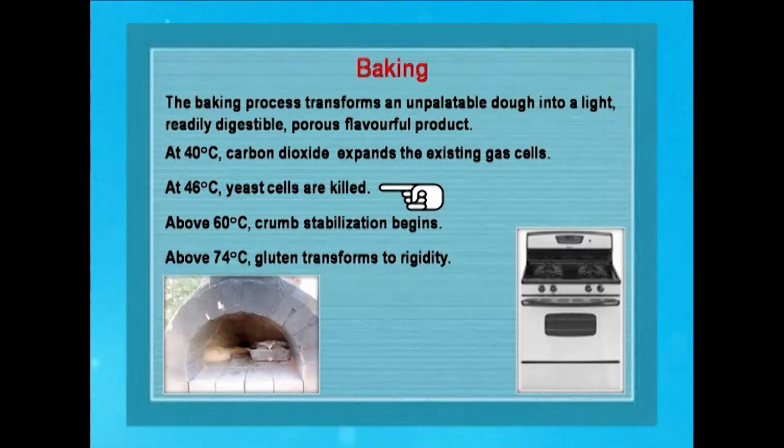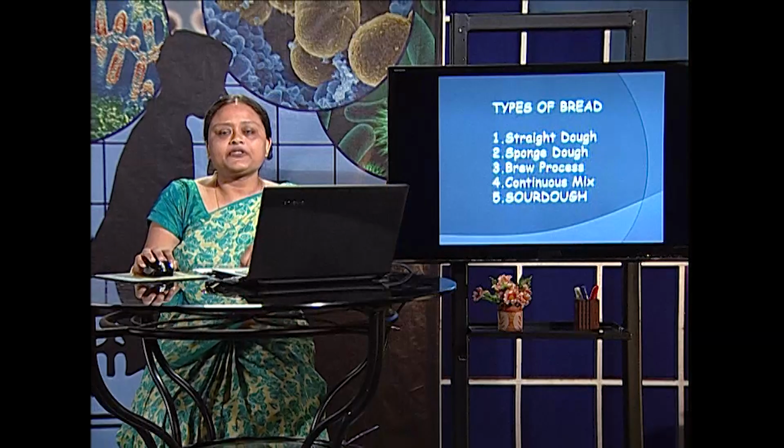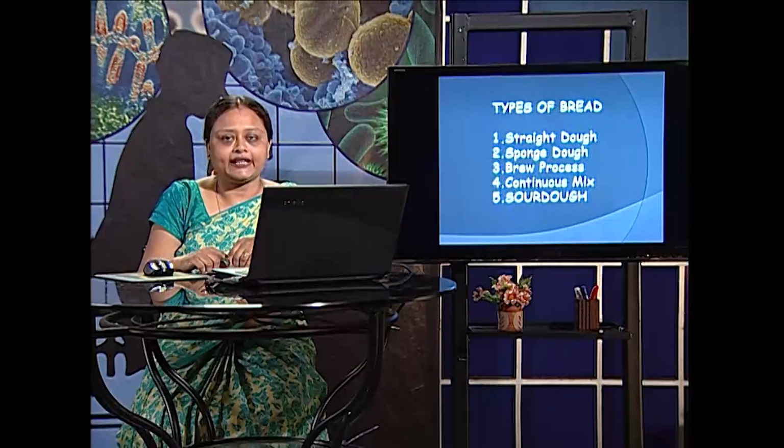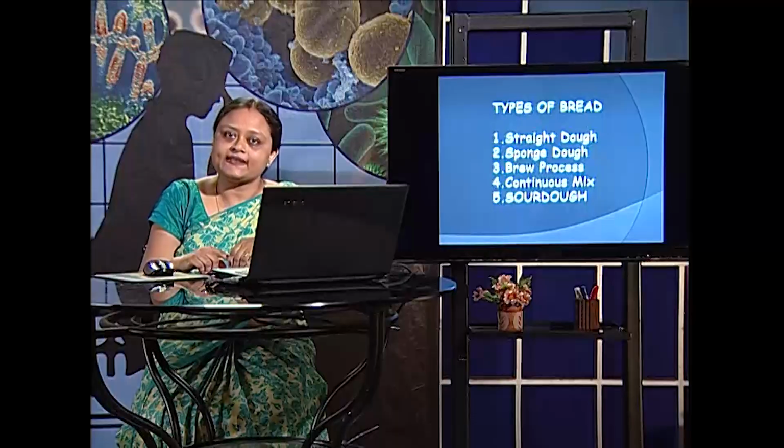So yeast cells effectively do their work before all this while, and after this stage of 46 degrees centigrade and above, the yeast cells are not doing their work. Above 60 degrees centigrade, the crumb starts stabilizing, and at 74 degrees centigrade, gluten transforms into a rigid structure. After the baking step, the cooling step follows, and there the whole baked product is taken out, followed by rapid cooling, packaged and kept for sale.